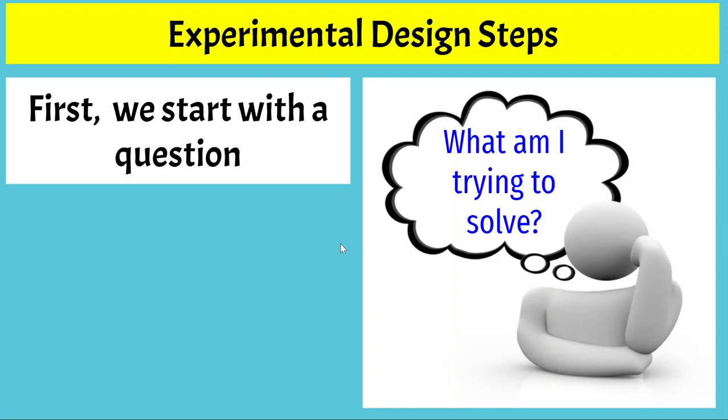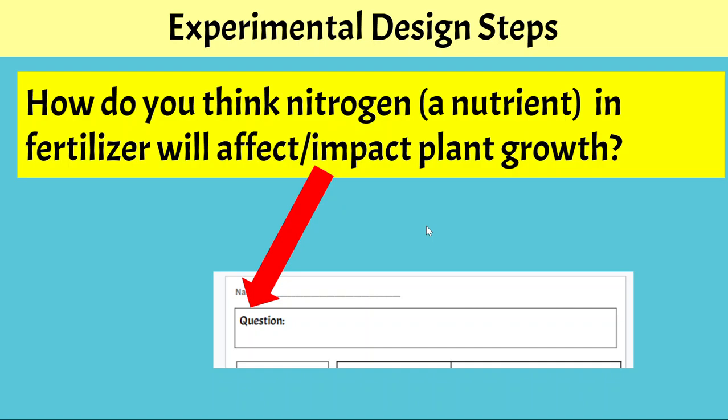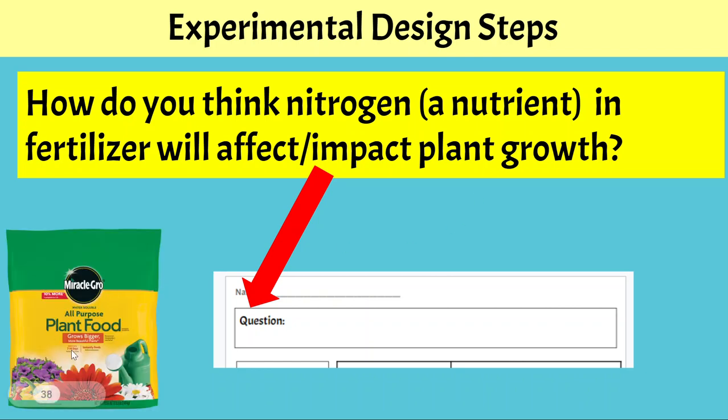So as we looked at that packet, we started filling out what we could. So we're going to come up with our experimental design steps. The first thing we need to do is have a question. What's our question? Our question is, how do you think nitrogen, which is a nutrient, in fertilizer will affect or impact plant growth? Again, we're going to be using Miracle-Gro, I believe.